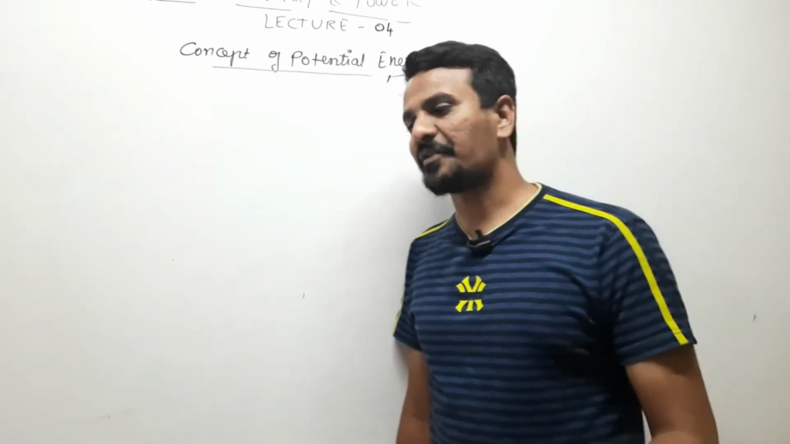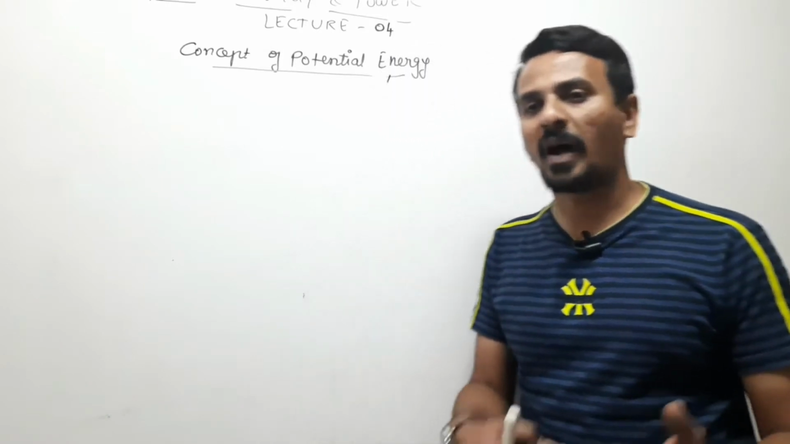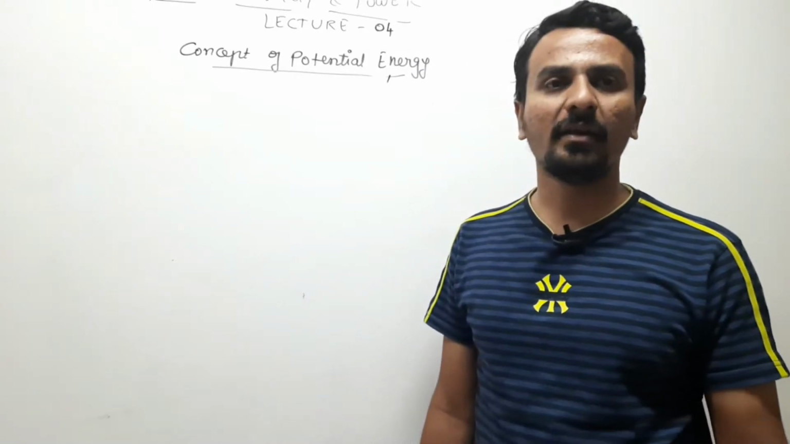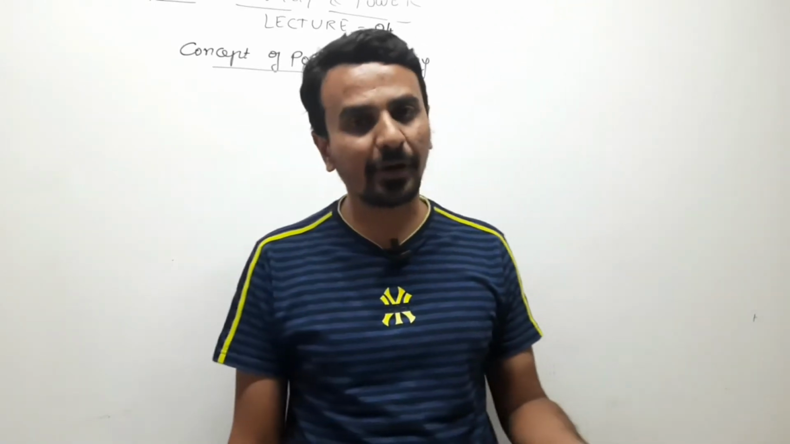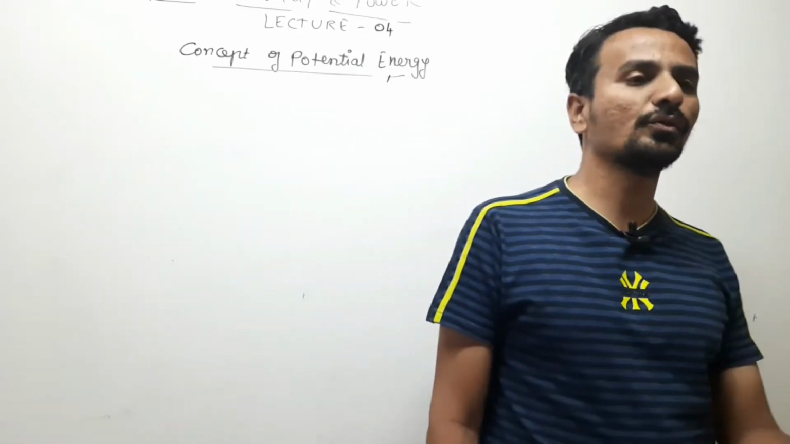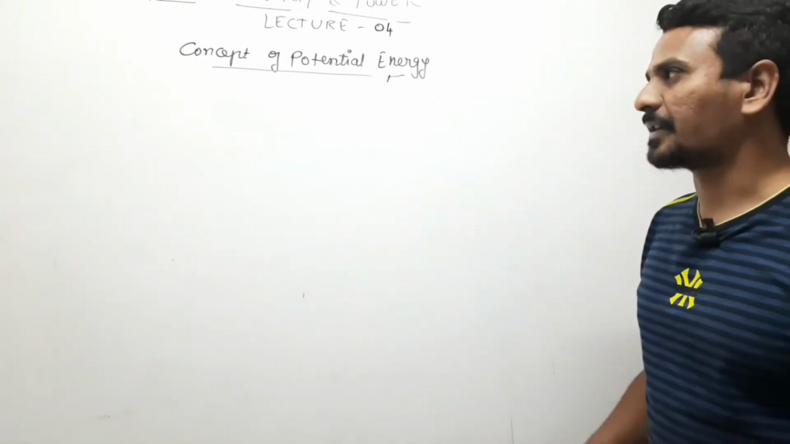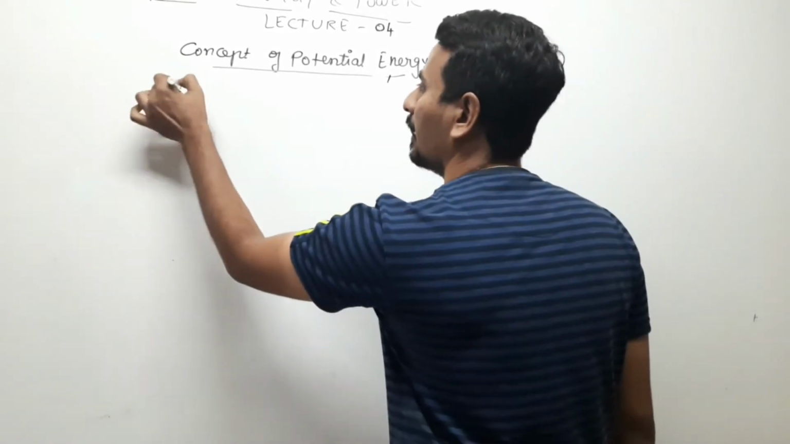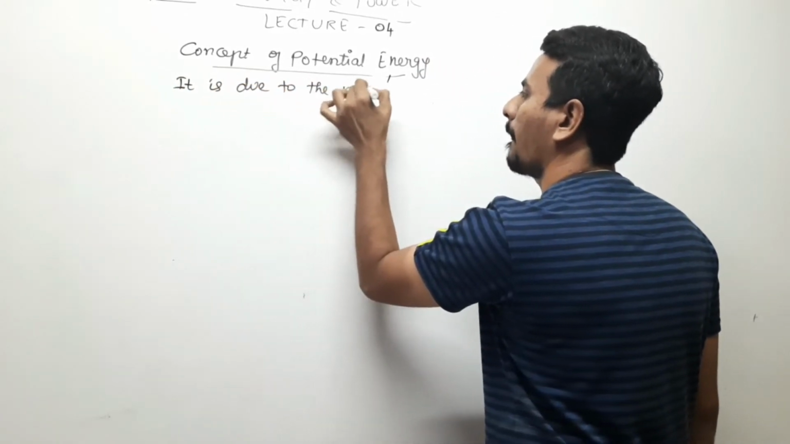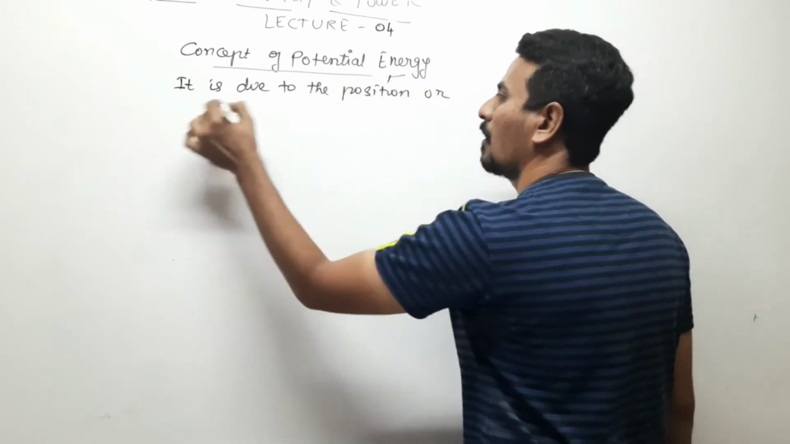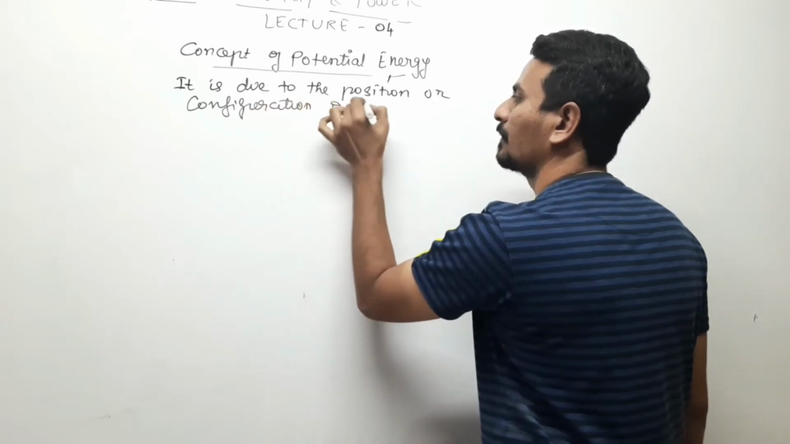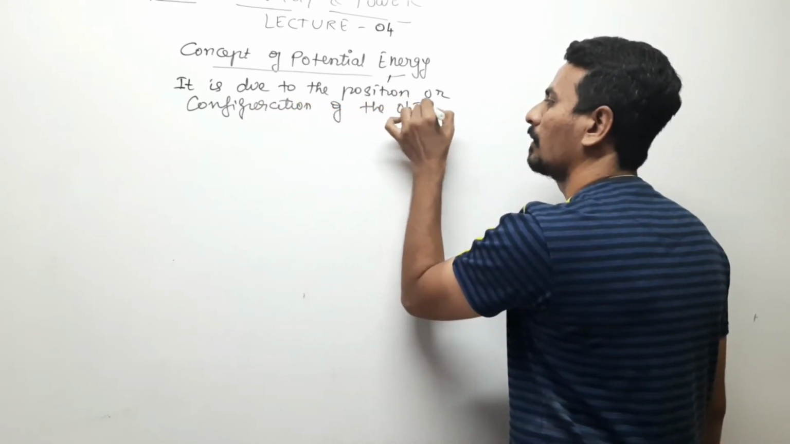Potential energy is also of different types. We'll study gravitational potential energy. In 12th you will learn about electric potential energy and magnetic potential energy. Let us confine our study to gravitational potential energy. So potential energy is due to the position or configuration of the object.